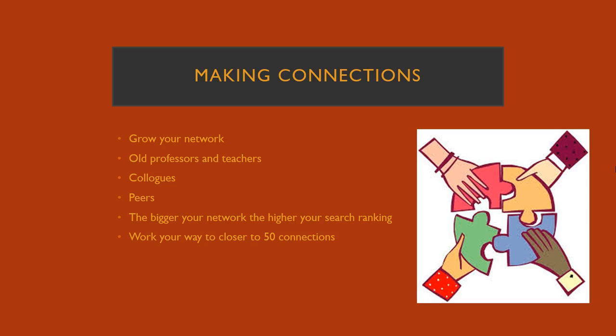It means that the more active you are and the bigger your network, the more times you'll pop up when people are searching for, for example, jobs or your name or things like that. And you want to work your way closer to having at least 50 connections. LinkedIn will have certain criteria that they like you to meet to raise your search ranking, that you'll see. So it'll give you maybe a goal of getting 30 connections and then 50 connections, stuff like that. So just work your way to getting upwards of 50 connections. And again, these could be old professors, teachers, people that you've worked with, things like that.